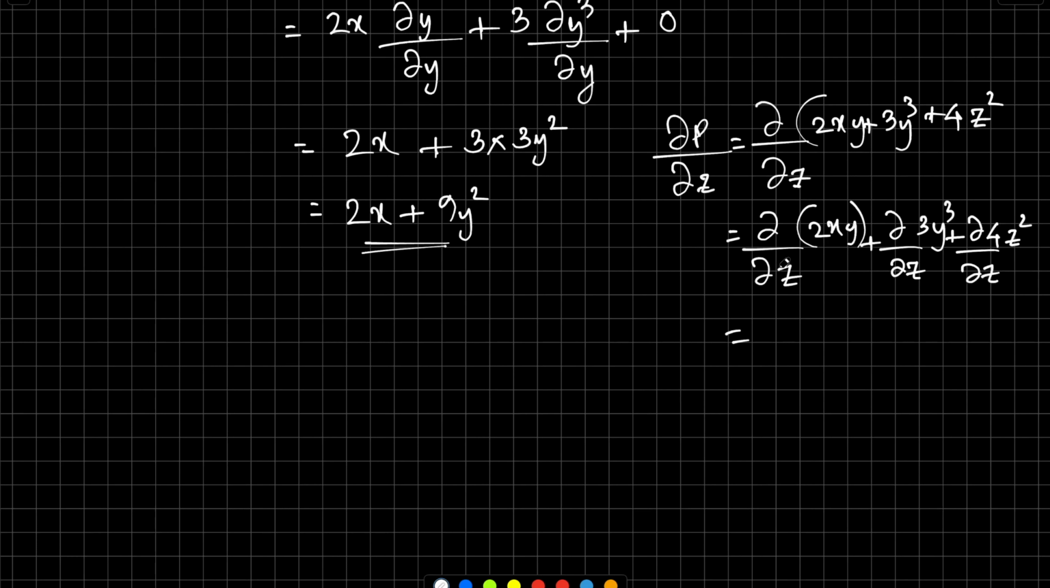We're differentiating with respect to z. There is no z in the first term, so it is 0. In the second term, differentiating with respect to z, there is no z to differentiate, so it is 0.